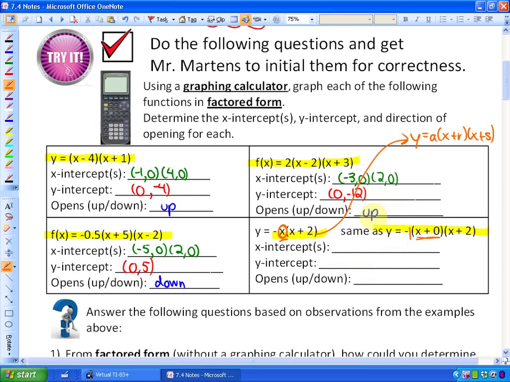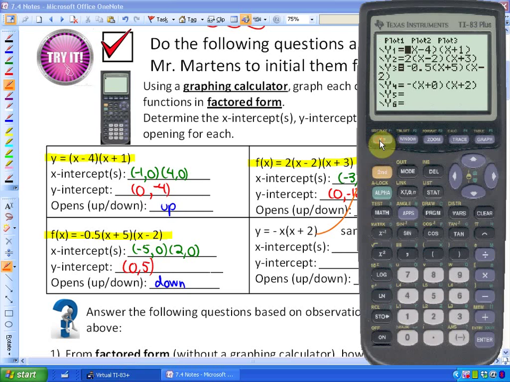And this value x here, you could actually represent it with brackets being x plus 0. Okay, so if you'd like to make it look like factored form, you may want to make it look like this one here. Okay, so a factor of x could also be x plus 0. So there you go. We're going to go ahead and graph it. So here it is, negative x plus 0 times x plus 2.